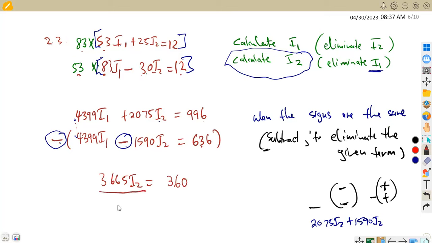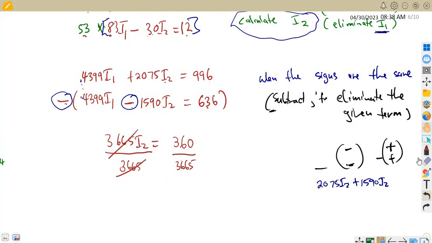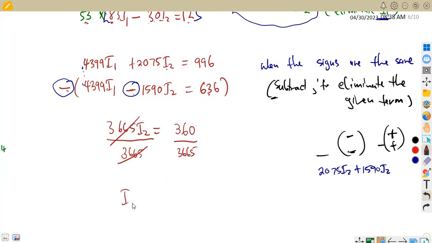Since we want to calculate I2, we can divide by 3,665 both sides, so that we can get rid of this term affecting I2, so that we are going to obtain I2 in this case. So 360 divided by 3,665, if you simplify properly, is going to give you 0.098 in amps, which you can change to milliamps if you want, or you can just leave your answer like that. To 3 decimal places, remember the instruction.